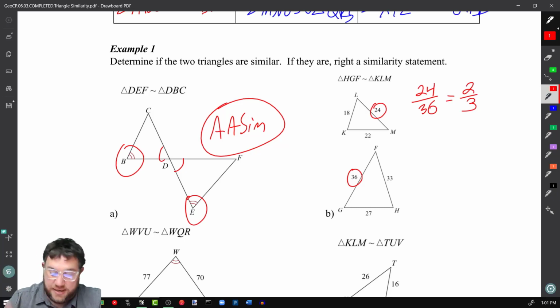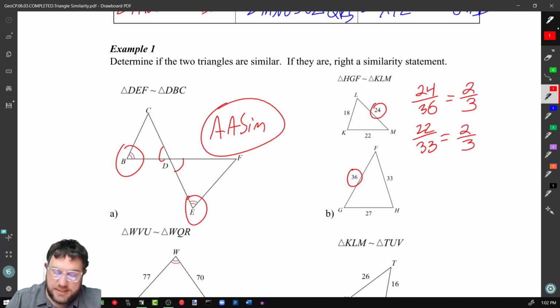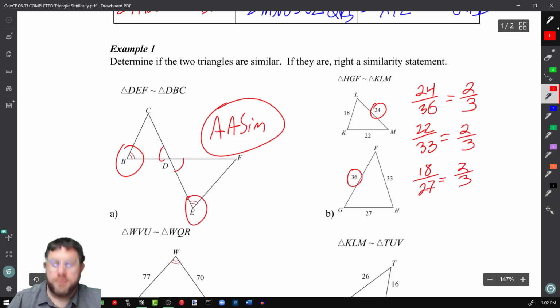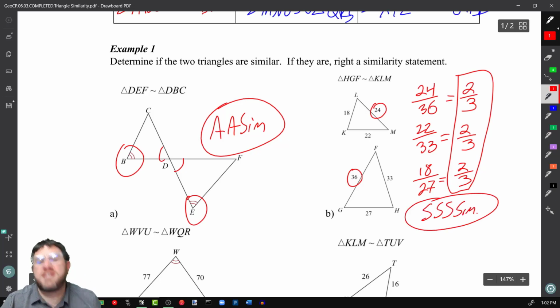The middle side on the top triangle is 22. The middle side on the bottom triangle is 33. Will that reduce to 2/3? Yes, it will. And then the smallest side at the top triangle is 18. The smallest one on the bottom triangle is 27. That also reduces to 2/3. Notice those are all the same. So this is side similarity, SSS Sim.